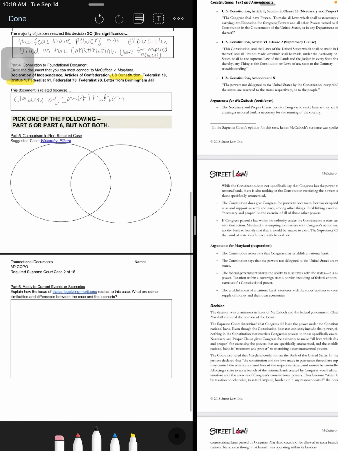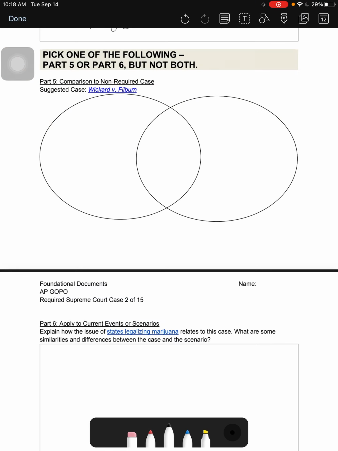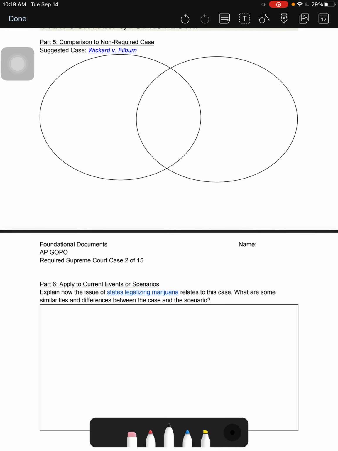And then for the last part here, you're going to pick one of these sections or the other. So you can decide if you want to make a comparison, filling out a Venn diagram about a non-required case. So the suggested case I have is hyperlinked here, Wickard versus Filburn. You can click on that, read about that case, and then create a Venn diagram comparing McCulloch versus Maryland to Wickard versus Filburn. Or you can explain how the issue of states legalizing marijuana relates to this case. What are some similarities and differences? And I've linked a newspaper article there as well, but you can do your own research too.